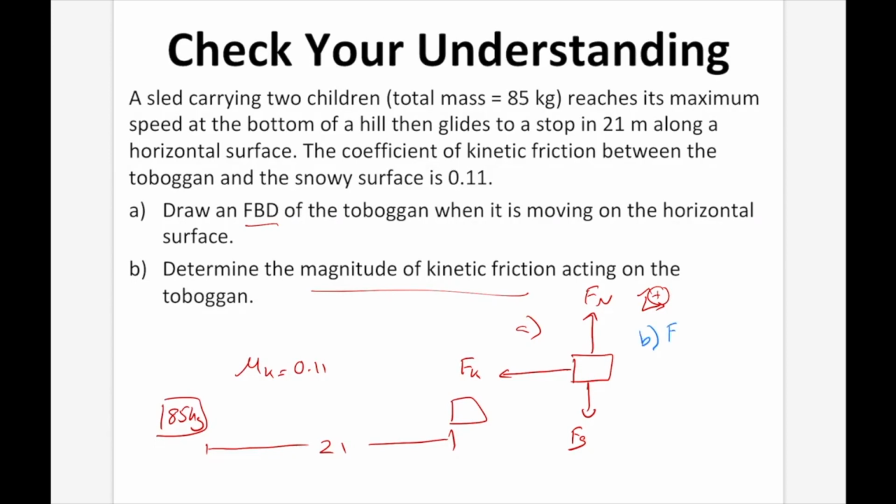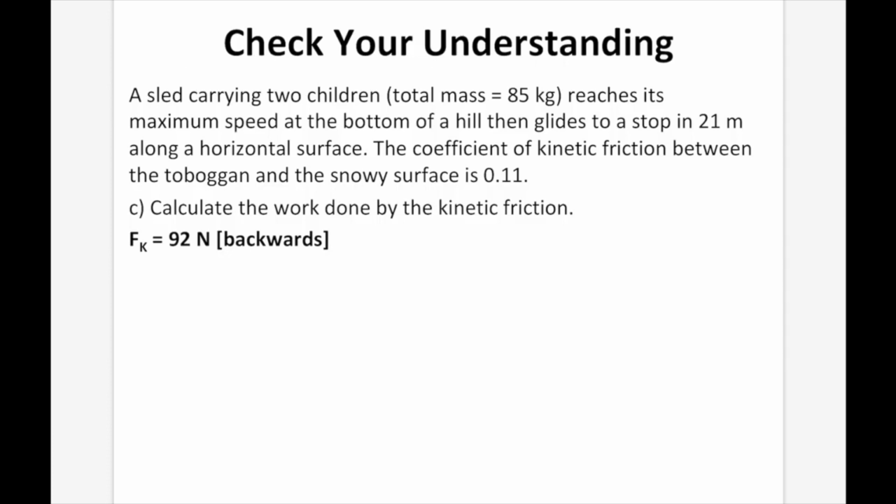So B, Fk is going to equal mu k times Fn. Mu k we're told is 0.11. Fn is going to equal Fg, which is going to be the mass, which is 85, times 9.8, which equals 91.63 newtons, negative, because we know we're going to the left. And since we said right was positive, left would be negative, we're going to say the answer is 92 newtons to the left. Now we're going to add another component to this question.